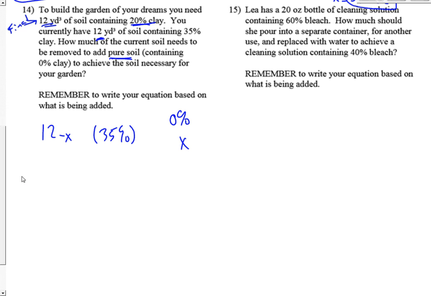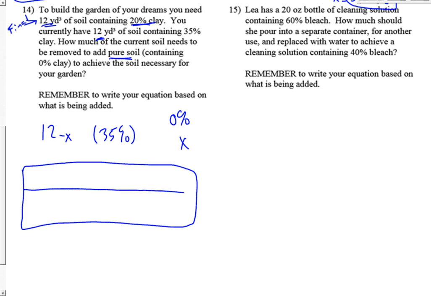Okay, so when we make the table, I should have had these tables made before I did all the work here. Would have made it faster for you. So first part, second part, and final part.